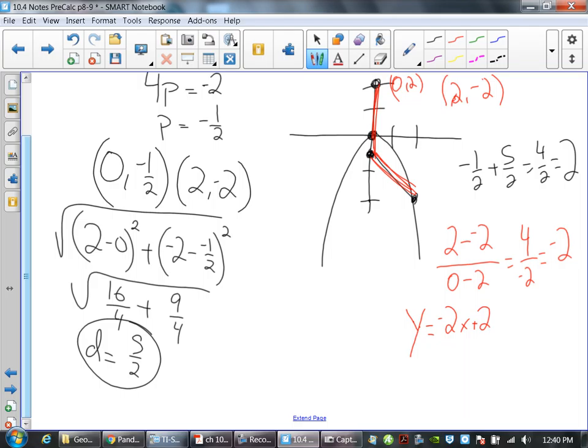Okay, so what you're doing is you're adding the distance to the focus. Because the distance from the focus to the end point on the curve has to be the same as the distance going the other direction, because you create a nice isosceles triangle. Perfect.